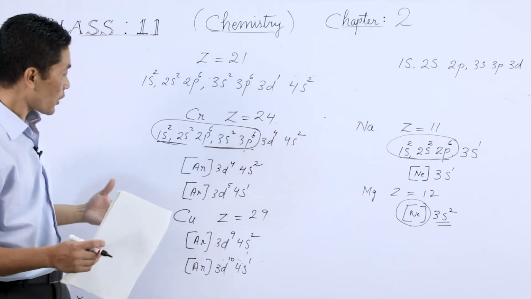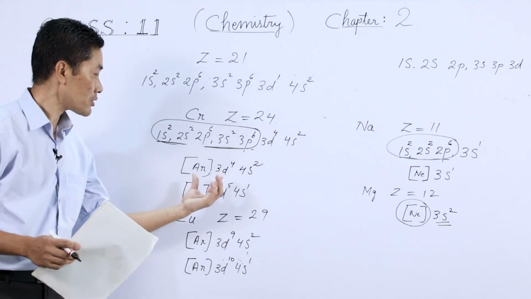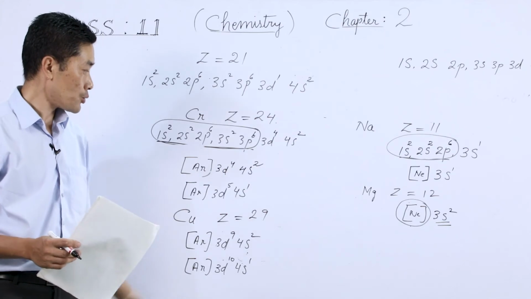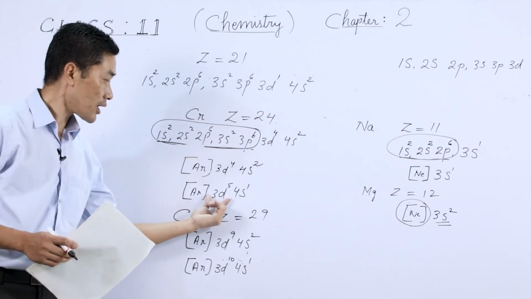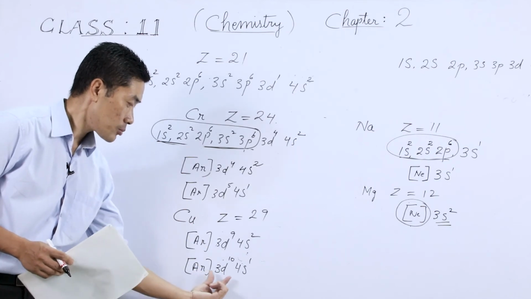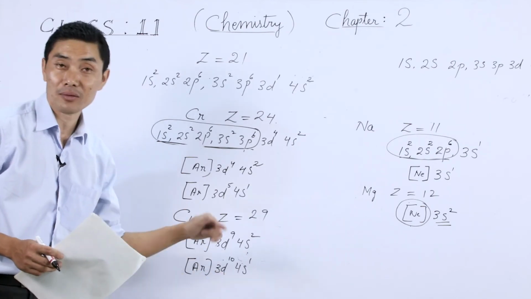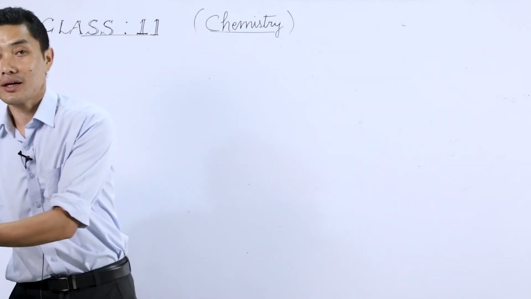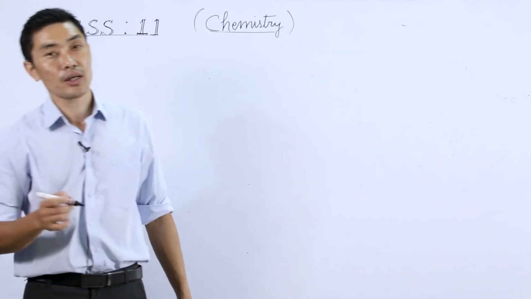You might be asked why chromium has the configuration 3d5 4s1 instead of 3d4 4s2. This is because d orbitals are more stable when they are half-filled. And in the case of copper, it will be because the d orbitals are more stable when they are fully filled. Now that is all we have from our chapter 2.